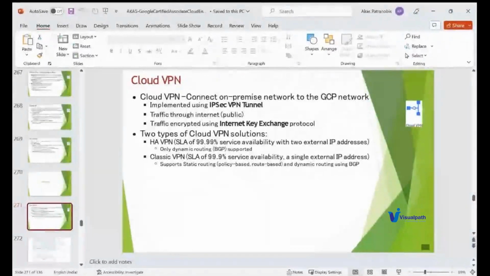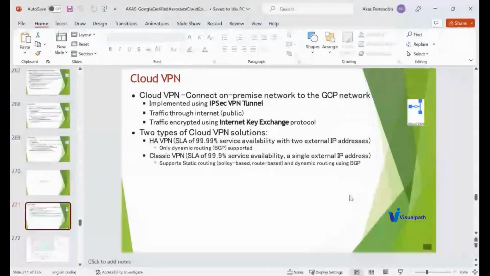And there are two types of cloud VPN solutions: a classic VPN and a high availability VPN. Based on that, there are a few features you get. With a classic VPN, you will have an SLA of 99.9% service availability and a single external IP address, so only one external IP address for your communications. But if you're using HA, because it is higher availability, you get two external IPs. So if one goes down, the traffic gets routed to the second one.